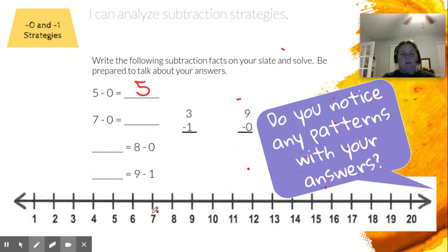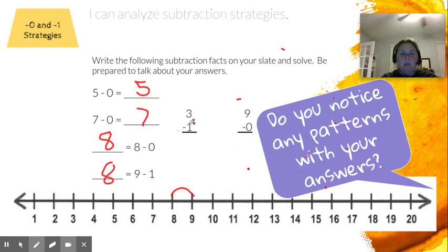7 minus 0. We start at 7. We don't have to move. So 7 minus 0 is 7. Now let's start at 8. 8 minus 0. What is it? 8, you're right. Now let's look at this one, 9 minus 1. We can start at 9, and we're just going to hop back 1. So 9 minus 1 is 8.